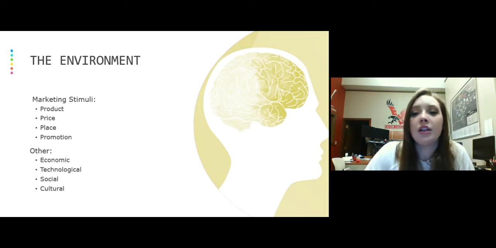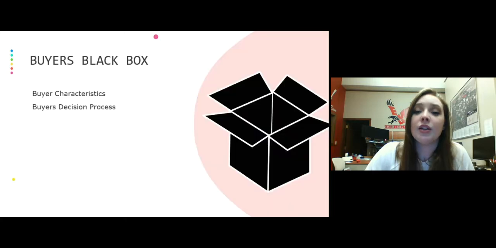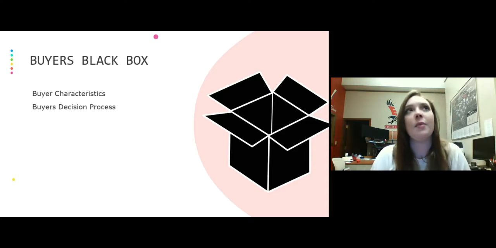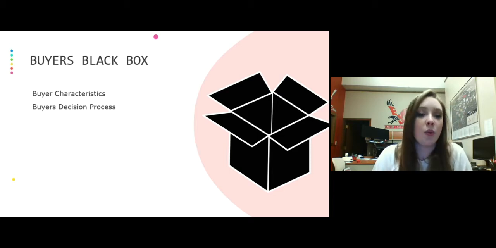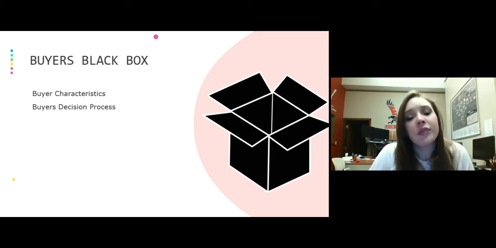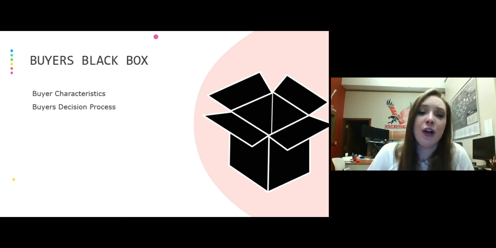And then we get into the buyer's black box. The buyer's black box is essentially an enigma to marketers. So marketers must figure out what's in the buyer's black box, and that includes the whats, the wheres, the whens of the consumer buying behavior that can be measured. And it's very difficult for marketers to figure out the whys of the buying behavior, and that's essentially why it's called the black box. So marketers spend a lot of time and money trying to figure out what makes the customer tick.